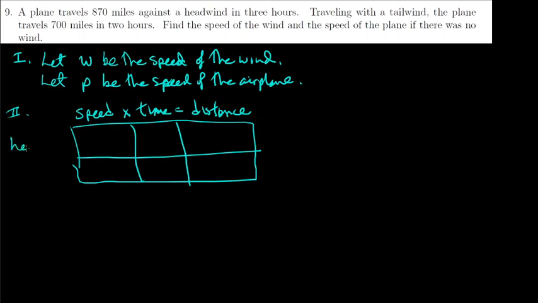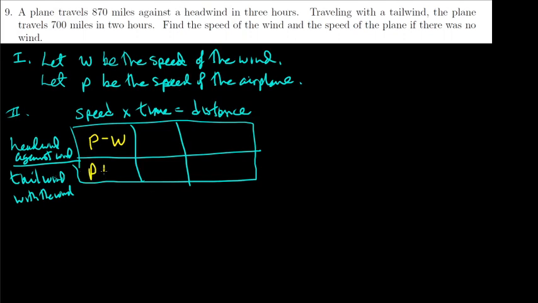So headwind, right? So this is against the wind. And then the tailwind is going with the wind. All right. Well, if you're going against the wind, you're slowing down, right? You're going slower than the speed of the plane. So it's the speed of the plane minus the speed of the wind. If you're going with the wind, then the wind is pushing you faster. So it's the speed of the plane plus the speed of the wind.